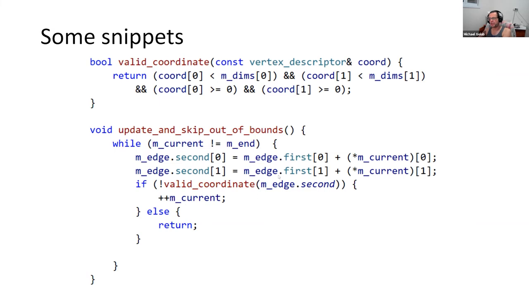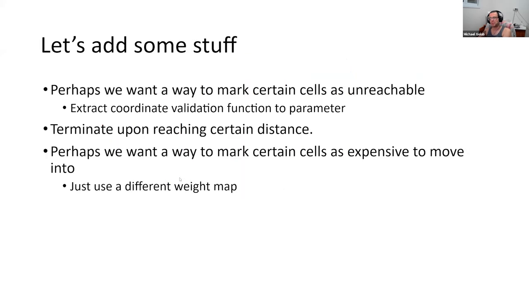And the iterator dereference just returns this edge. Okay. So it actually worked. Surprisingly, it even passed some unit tests. So what else could we add to it, and what could we learn from it?